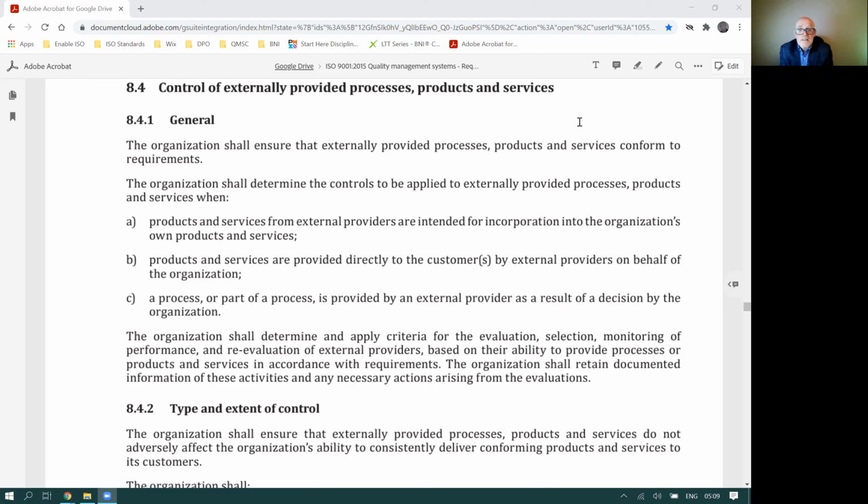The organization shall determine the controls to be applied to externally provided processes, products and services when A, products and services from external providers are intended for incorporation into the organization's own products and services. So that could be material inputs, but it also could be the use of particular competencies. B, products and services are provided directly to the customer by external providers on behalf of the organization. So you could be using a subcontractor to deliver on your behalf.